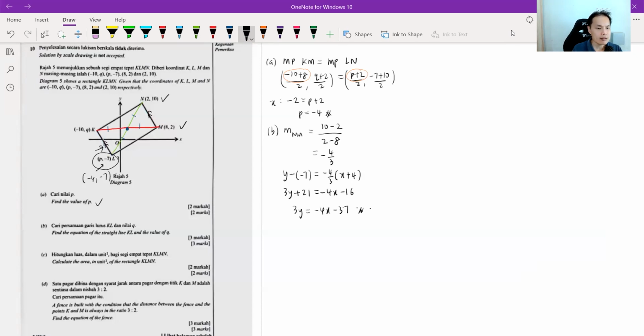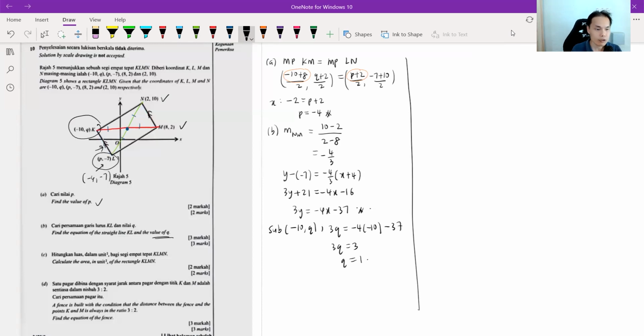Okay, then they say find also the value of Q. So actually, we can find Q by using midpoint earlier, but since they asked us to form the equation of the straight line first, then we find Q, we can sub in the coordinate -10, Q. Why? Because point K lies on this line. That means my y is now Q, my x is now -10, so my 3Q is now 40 minus 37. Negative 4 times negative 10 is 40. 40 minus 37 is 3. My Q is 1. Okay, I've got my value of Q.